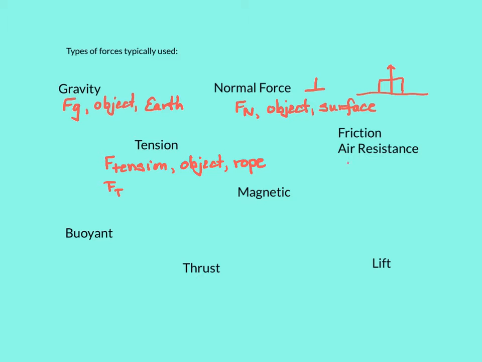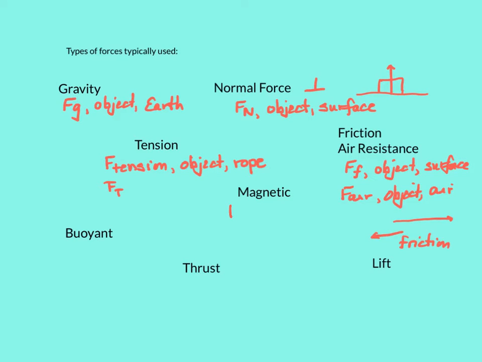Friction and air resistance. So the force of friction is going to be on the object by the surface. Okay, or if you're talking about air resistance, okay, it'll be on the object by the air. Same idea, really. Now, if the object is moving to the right, the force of friction acts in the opposite direction. Okay, friction and air resistance cause things to slow down.